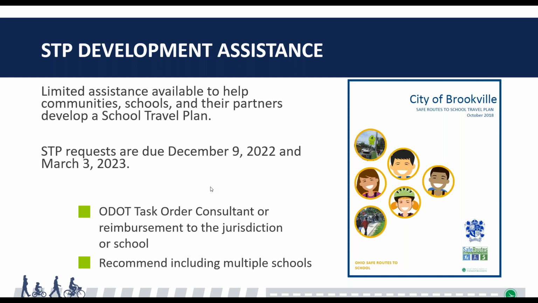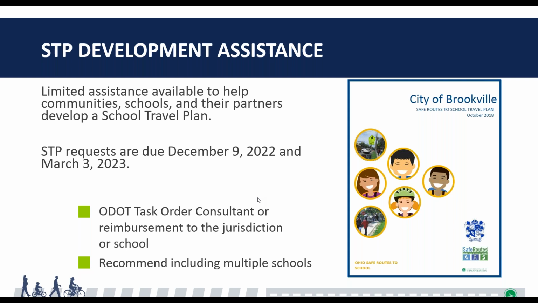These requests are due December 9th, so in a couple months, so that we can get started on these plans earlier in 2023, which will give you more time to develop a plan and get your projects together for the 2024 Safe Routes to School application. However, we will also accept these requests due again on March 3rd. There's a couple ways that you can get assistance.